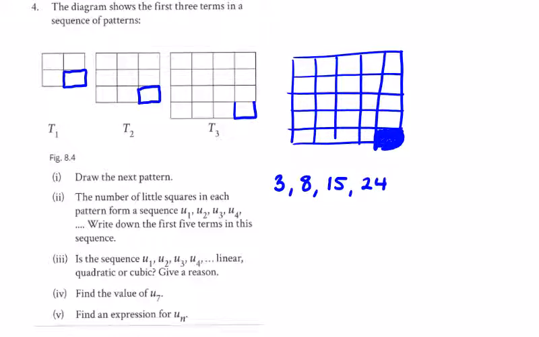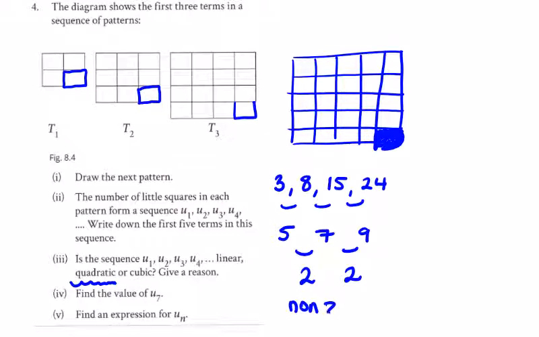Is the sequence linear, quadratic, or cubic? Well, let's have a look. It's square boxes, it should be quadratic here, so we have a difference of 5, 7, 9. Second difference is the same as 2. So therefore, it's quadratic. And I'm going to get you to write down a consistent reason why. So you could say second difference is the same or non-zero. If 0 is the second difference, it will be not quadratic, it'd be linear.